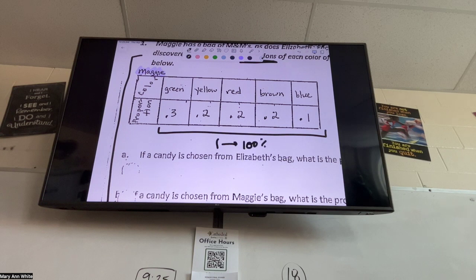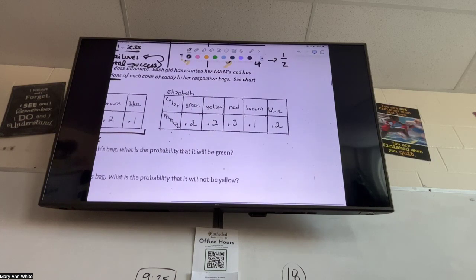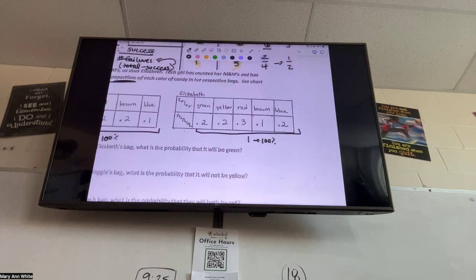So 30% of her M&Ms are green, 20% are yellow, 20% are red, 20% are brown, 10% are blue. So if you don't like the decimal and you want to think in percent form, that's okay. We're gonna get to that eventually, but we have to keep it written in this decimal form to start. But if you want to think in your head 30% versus 0.3, that's fine with me. And the total amount is 100. Same thing over here. If we add all those together, that should also equal 1, which makes sense because that's out of 100%. Okay.